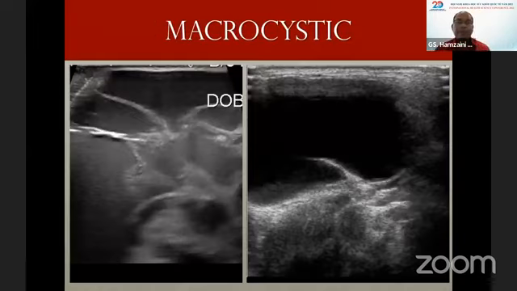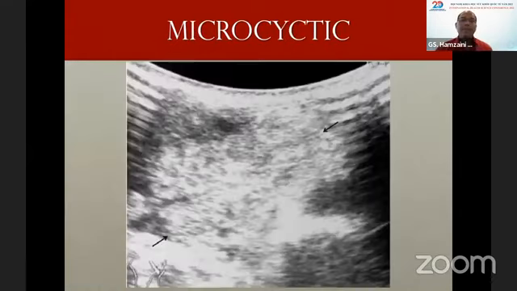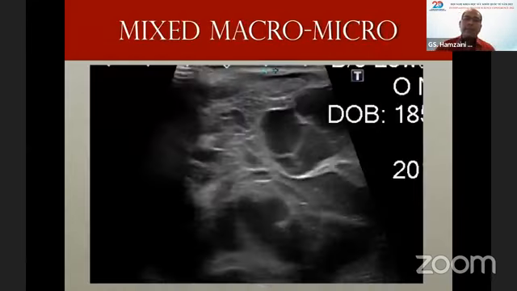For example, this is a macrocystic lesion. You can see a large cystic lesion, and this is microcystic. Sometimes it may look like an echogenic structure, but if you look carefully, you will see small, tiny lymphatic channels within this lesion. And this is a mix. This is microcystic, and this is macrocystic.